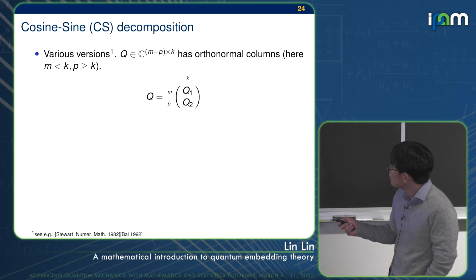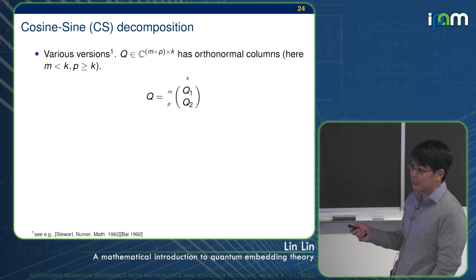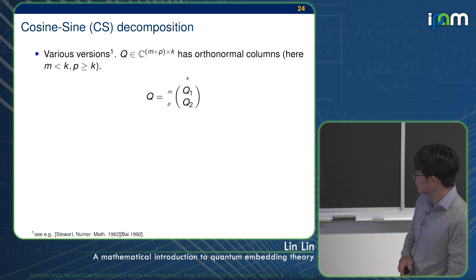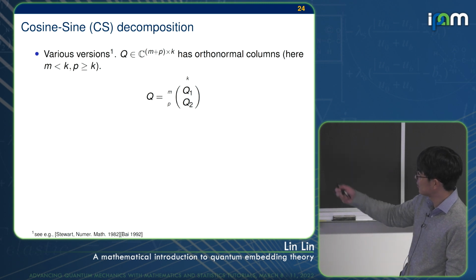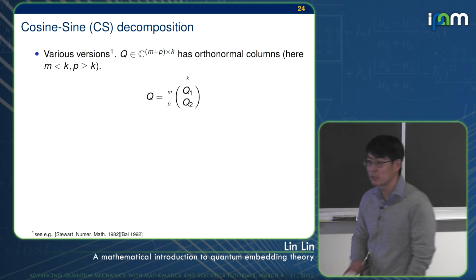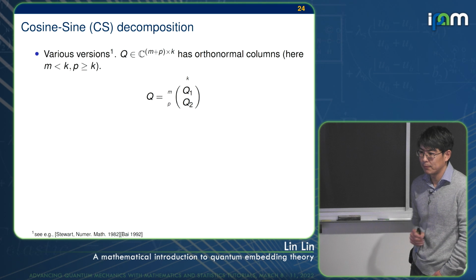This is the linear algebraic statement. There are various versions, by Stewart in the early 80s. Zhao Junbai wrote a very nice summary in 1992 of these various versions of the CS decomposition. It is a purely linear algebraic statement.